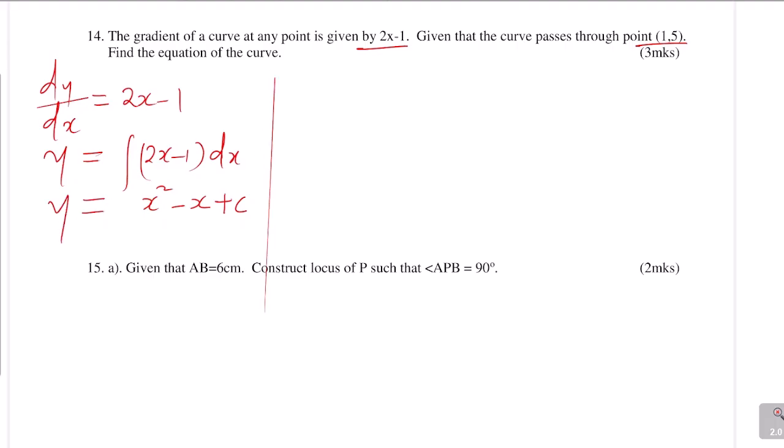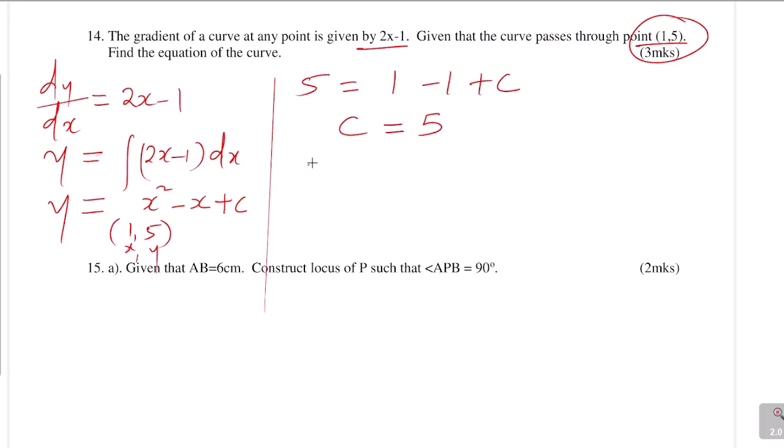Now, because you need to find the constant, you use the fact that it passes through the point (1, 5), so you substitute x equals 1, y equals 5. So 5 equals 1 squared minus 1 plus c. You notice that c will be 5. So now you can write the equation of the curve as y equals x squared minus x plus 5. Simple as that.